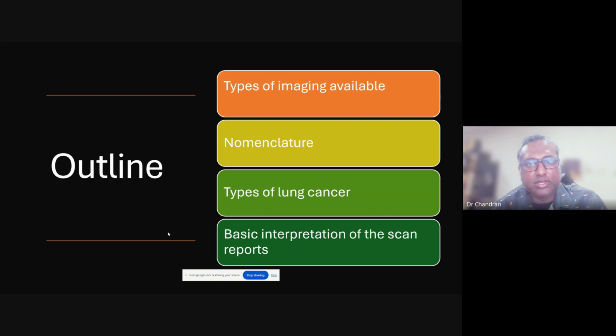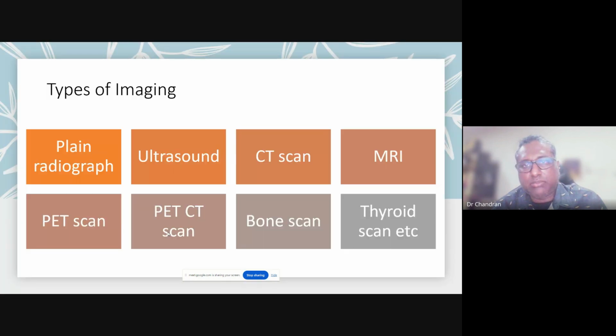So when we talk about imaging, we have plenty of imaging in radiology, starting from the X-rays, which we call plain radiograph. We also have ultrasound, CT scans, MRI. These are different types of imaging, and each one has its own role to play, including PET scan, PET CT, which is very popular lately, bone scan, and thyroid scan.